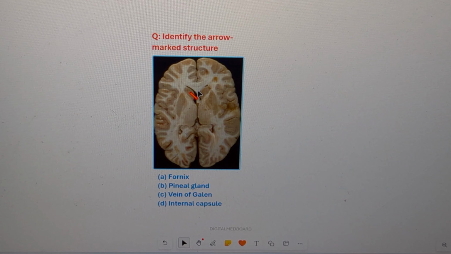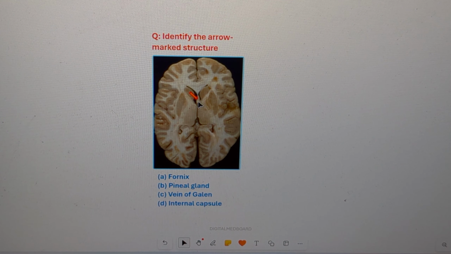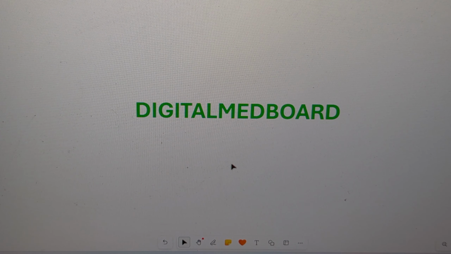Inferior to the septum pellucidum and superior to the third ventricle lies the fornix, which is the arrow-marked region. Therefore, the correct answer is option A, fornix. That's the end of the session.